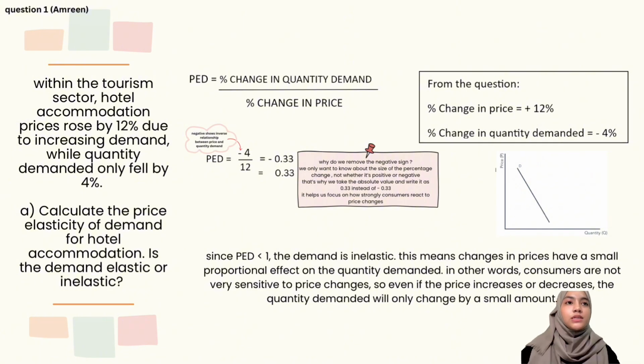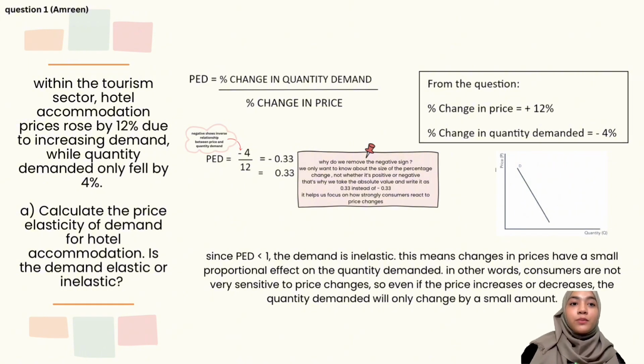So from the question, the percentage change in price is an increase of 12%, while the change in quantity demanded is a decrease of 4%. The formula that I use is percentage change in quantity demanded divided by percentage change in price. So from the PED formula, negative 4 divided by 12 equals negative 0.33. The negative shows an inverse relationship between price and quantity demanded.